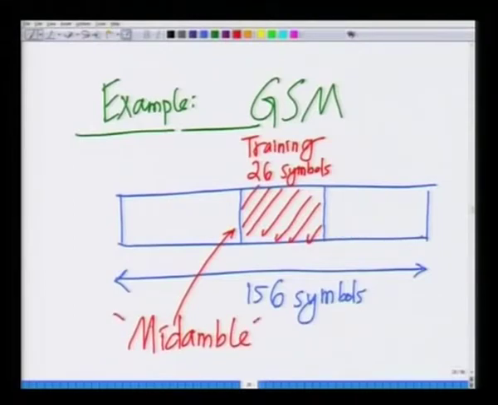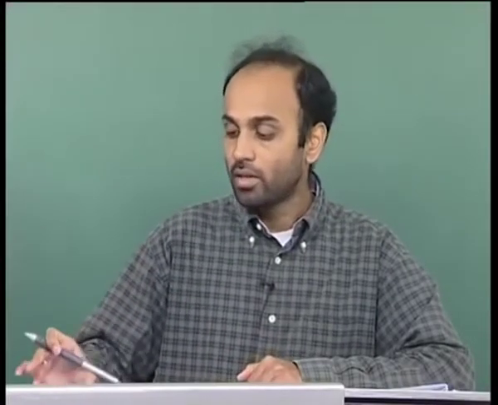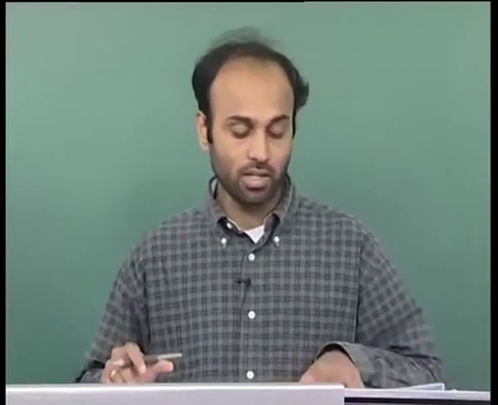So, what I am saying is that in GSM, for every 156 symbols of a user, there are 26 symbols that are transmitted in the middle, which is known as a midamble. These are also known as the training or the pilot symbols. These are used to estimate the channel at the receiver, so that you can use this channel estimate to detect your signal. That is the essential idea.